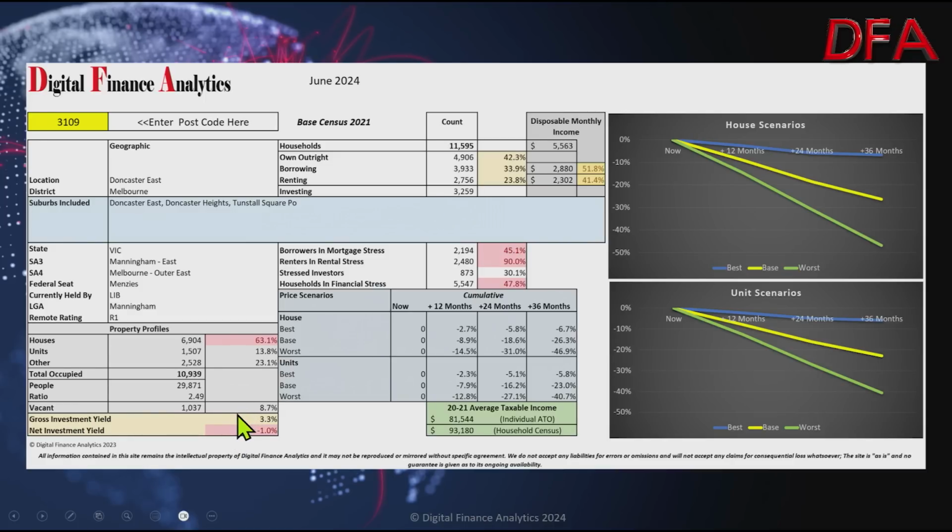Gross investment yield is at 3.3%, but the net investment yield is minus 1%. That's the highest we've seen in terms of losses so far. 81,000 for the average taxable, 93,000 for the household census, giving a disposable monthly of around 5,500, with 51.8% going on the typical mortgage at 2,800 a month, and 41%, 2,300 going on the typical rent. Scenarios would suggest falls, even in the best case scenario, of about 6% over 3 years. The base case, a fall of 26%, and the worst case, even higher. The units are following suit as well.